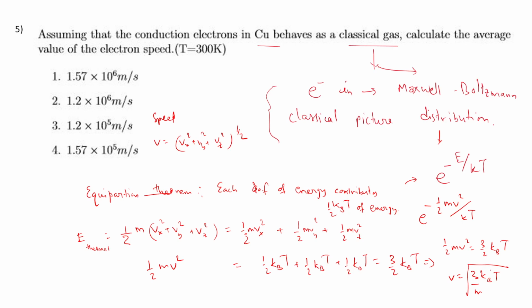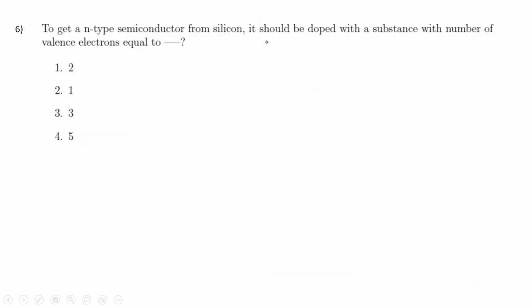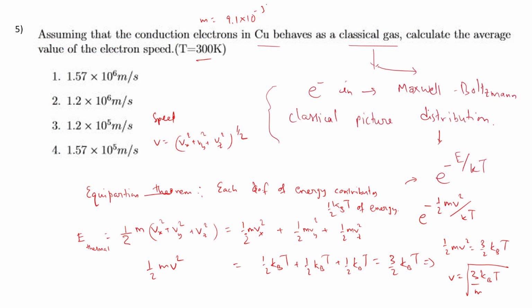So you put in this formula: T is given as 300 Kelvin, and the mass, since it is an electron, is 9.1 times 10 to the power minus 31 kg, and kB is the Boltzmann constant. You just put these in and you will get the velocity in SI units.